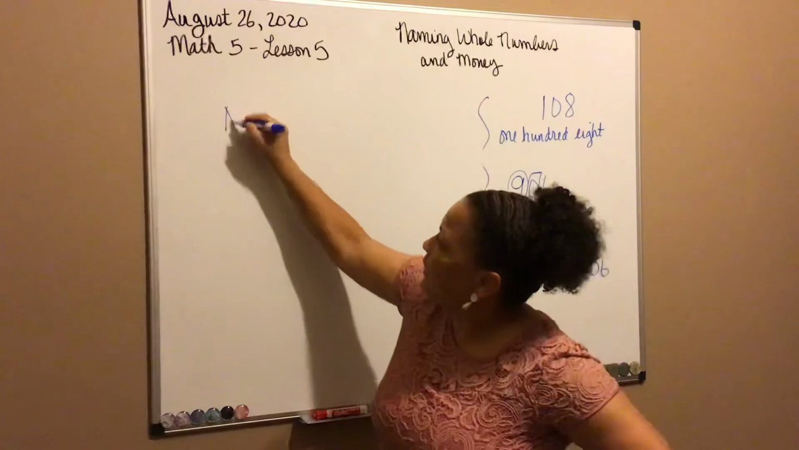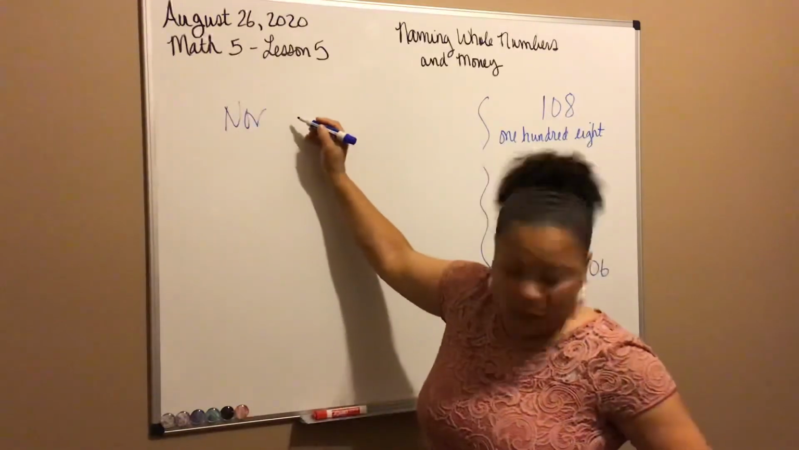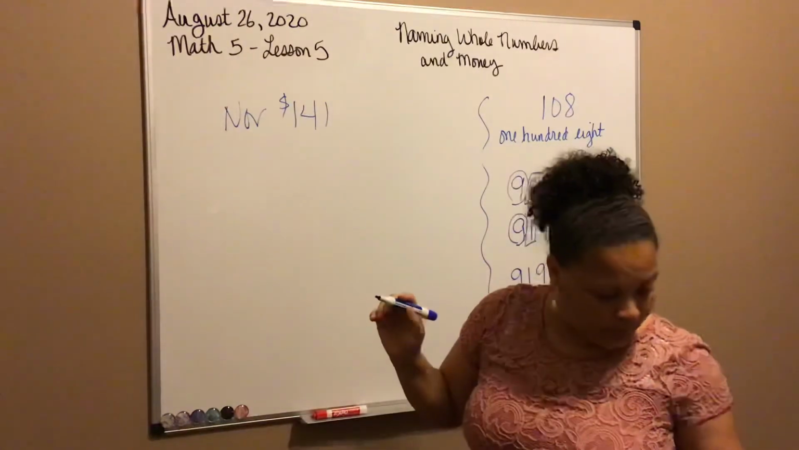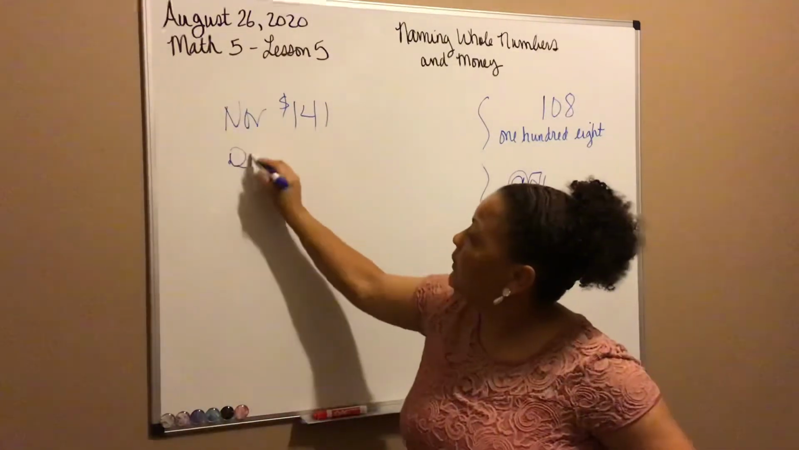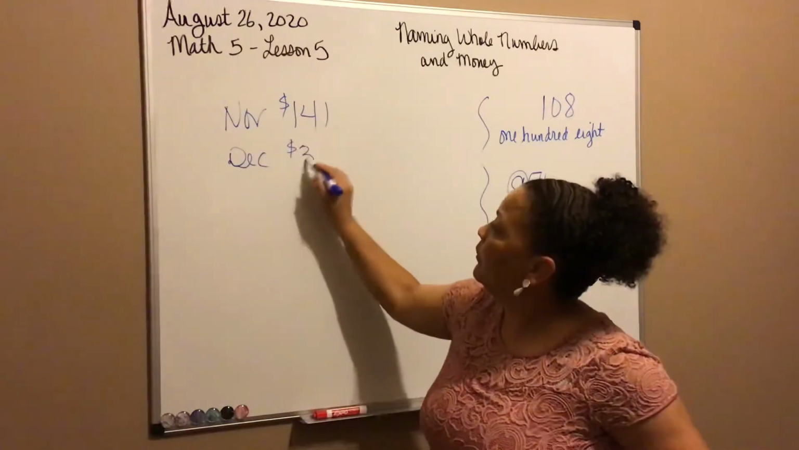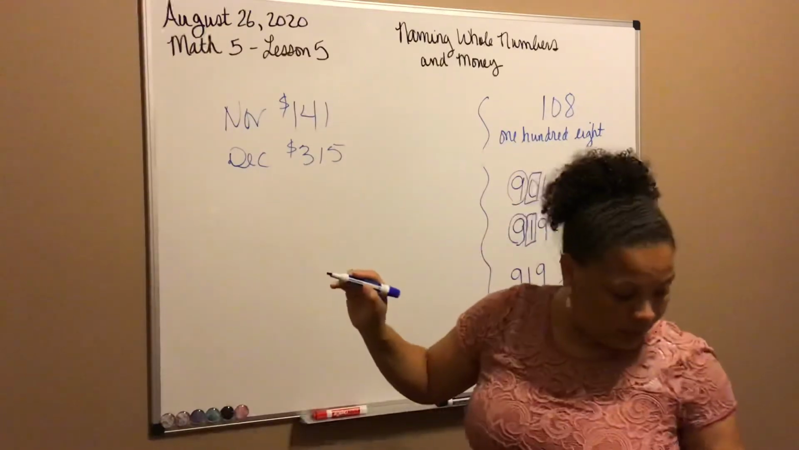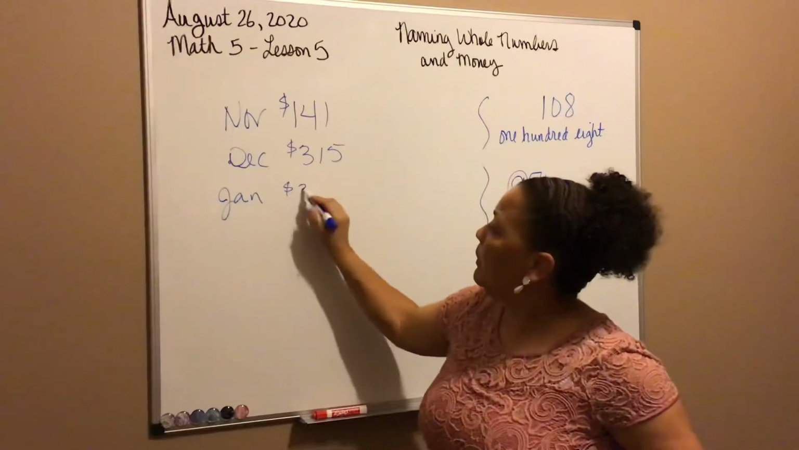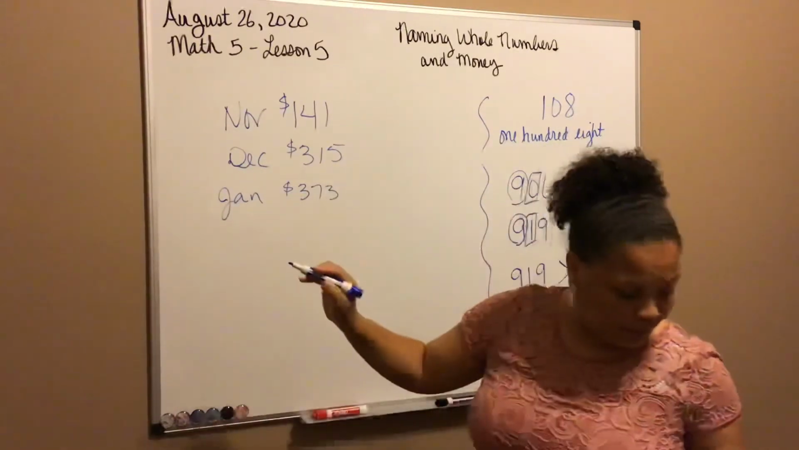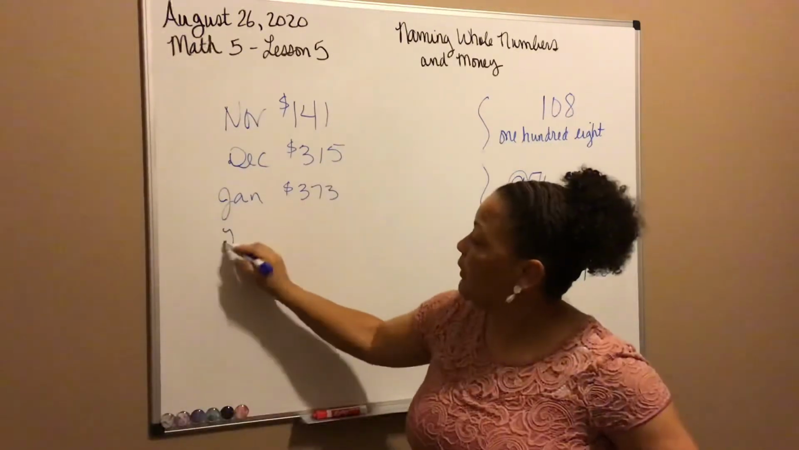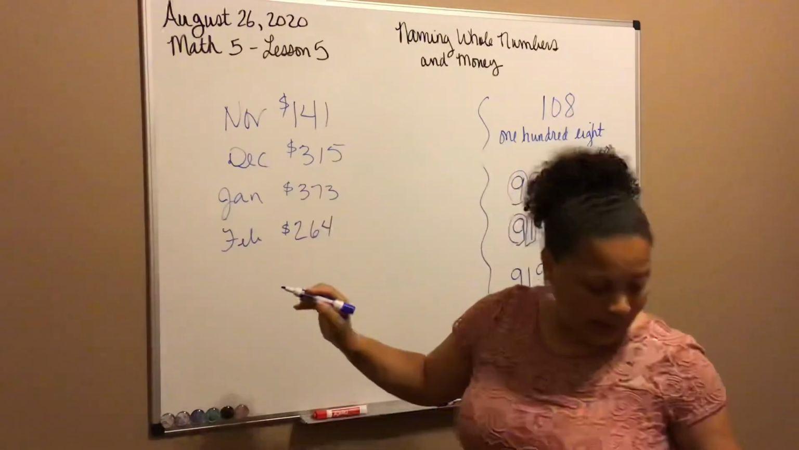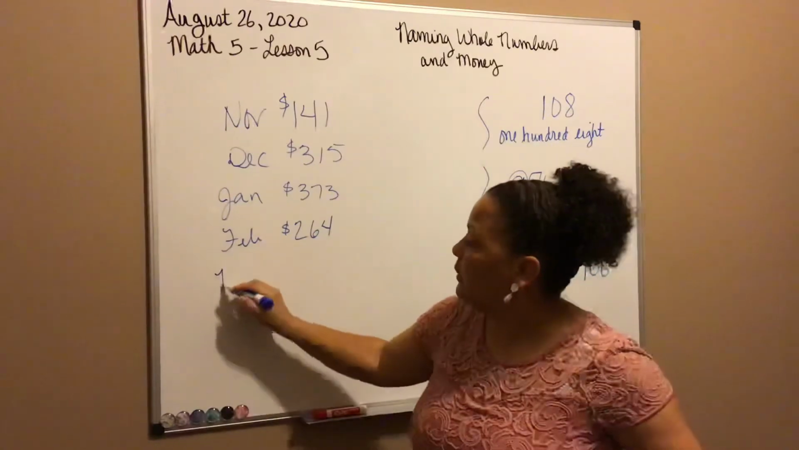So I'm going to abbreviate here. So November, we had $141, right? December, $315. January, $373. February, $264. And March, $149.